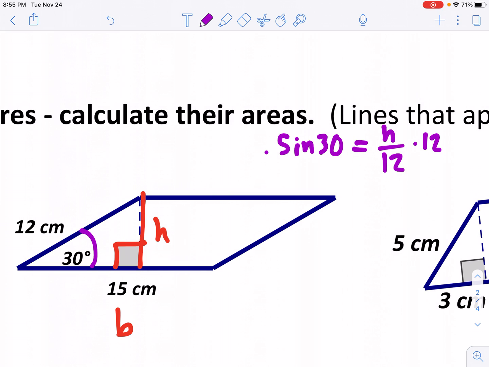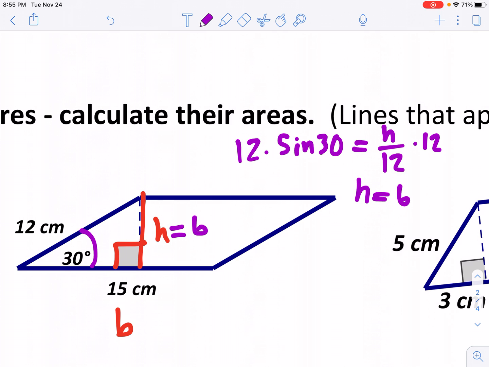Multiply 12 to both sides. In our calculator, we could take 12 times the sine of 30, and it comes out to be that the height is 6. Okay, so this guy right here is equal to 6.